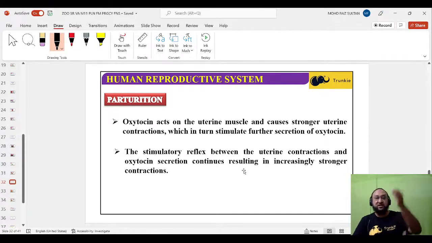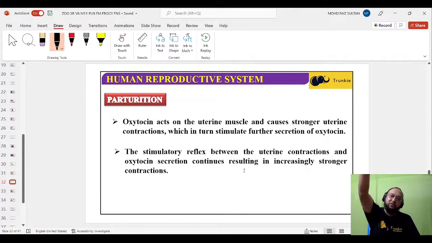The contraction induces the release of oxytocin from the pituitary gland, which in turn causes stronger uterine contraction, and that again causes further secretion of oxytocin. The stimulatory reflex between uterine contraction and oxytocin secretion continues, resulting in increasingly stronger contraction. So this cycle continues: contracting, activating the pituitary gland, and releasing oxytocin.